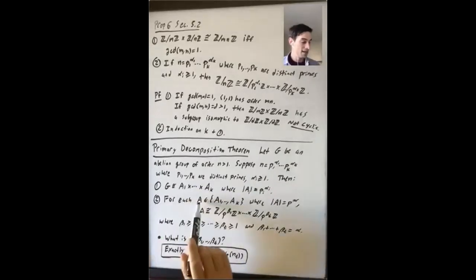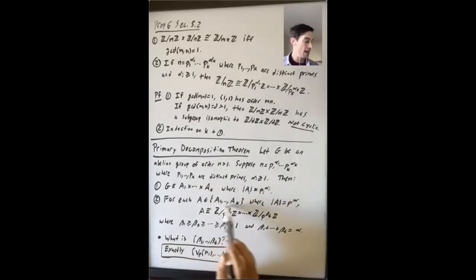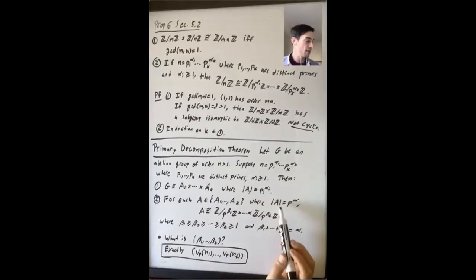And then each one of these groups, A1, A2 up through Ak, can be written in a nice way as a direct product of cyclic finite abelian groups. So for each A in A1 up through Ak, we'll just say that the size of A is equal to P to the alpha.